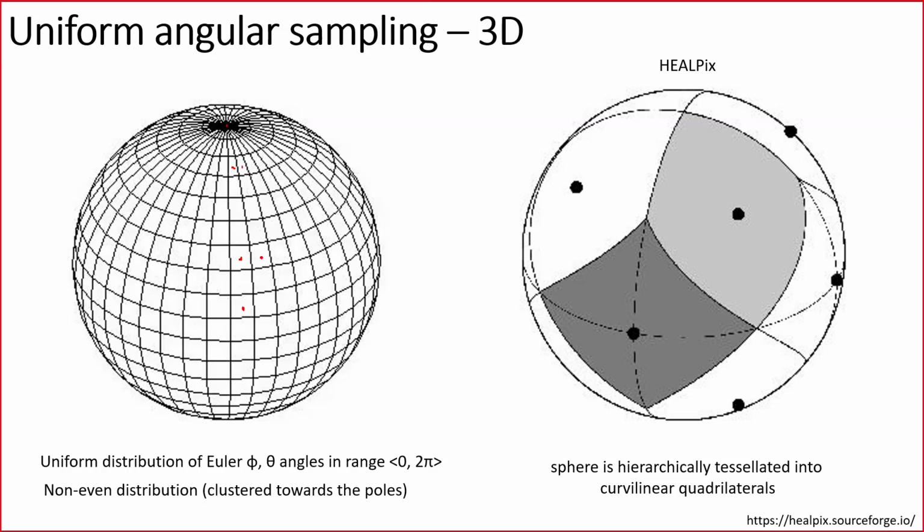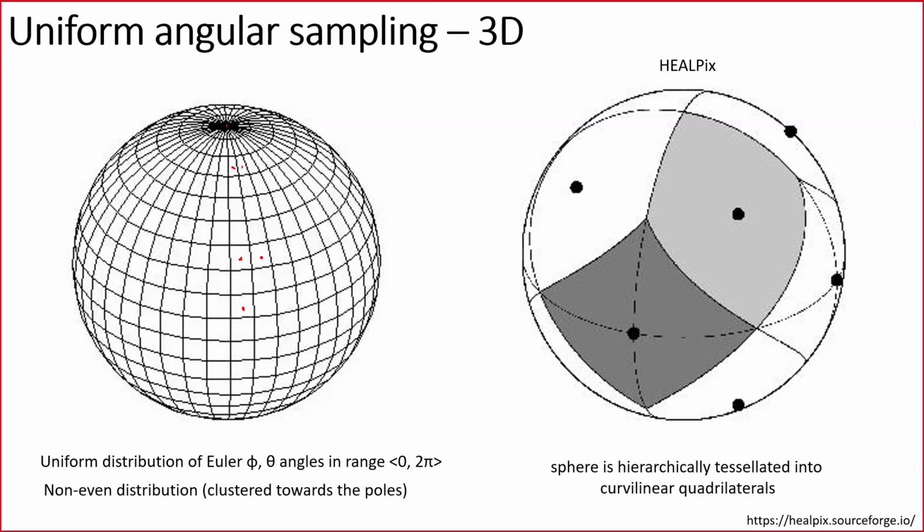There are many mathematical ways to solve this problem. One of these ways is called HEALPix. HEALPix was originally invented for astronomical measurements. They tried to evenly sample the sky for the telescopes, and they invented a way to easily divide the sphere into equidistant pieces. So what they are doing is that the sphere is hierarchically tessellated into curvilinear quadrilaterals.